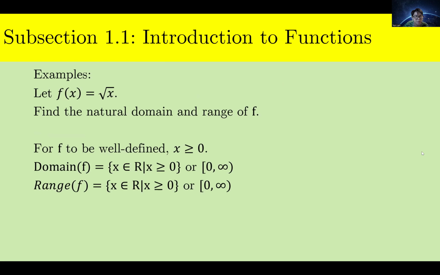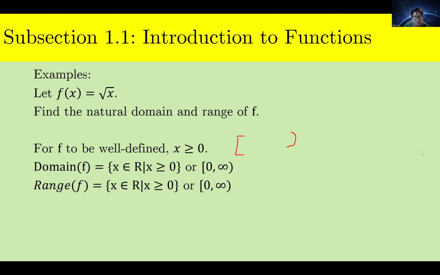So the domain of f is every real number that is larger than or equal to 0, or we can use this notation. This symbol means that it's attainable, and this symbol means that it's not attainable. So the range from 0 to infinity: it can be 0, but it can't be infinity. This is just a definition thing.